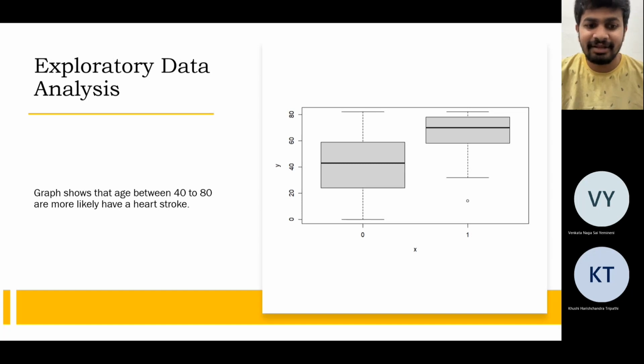All the features of this dataset have been used for training the model except the ID. Now we will look into dataset pre-processing. This is the main step here. This dataset contains 201 null values in the BMI attribute. These null values are replaced by calculating the mean value of the remaining BMI values, so the null values will be replaced by the mean of the BMI values.